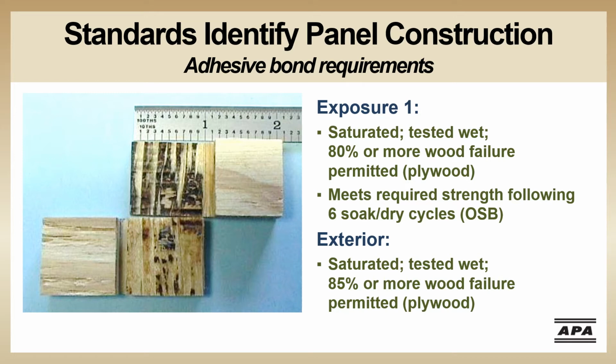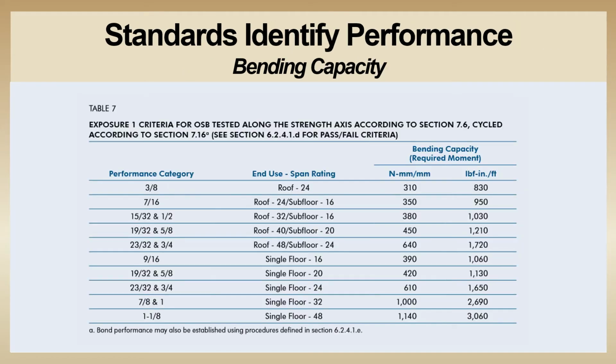OSB adhesive bond is tested by assessing the bending strength after 1 or more cycles of water saturation. In order to pass the bond classification test for OSB, the bending capacity of the prepared samples must meet an established level of bending strength. Table 7 in PS2 lists the required bending levels for the different performance categories of OSB panels. Once again, bond performance is related to the bending capacity of oriented strand board, or OSB.